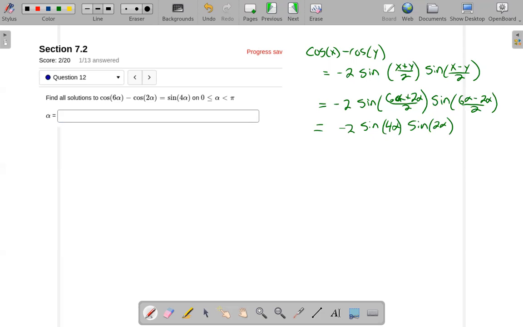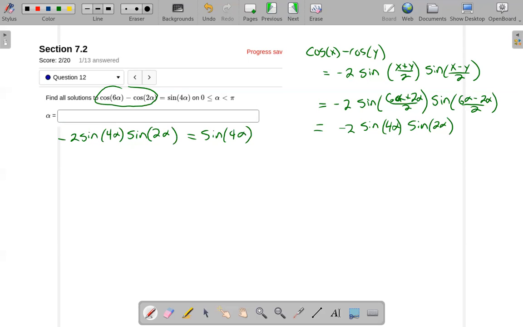All right, so then we put that back over here. So we cleaned up this part, or we rewrote it. Let's see if it cleans anything up for us in the end. -2 sine of 4 alpha times the sine of 2 alpha equals sine of 4 alpha. All right, so before I had a 6 alpha, a 2 alpha, and a 4 alpha. Now I only have 4 alphas and 2 alphas. So that's a little bit better.